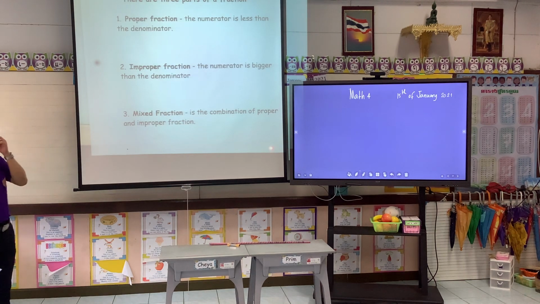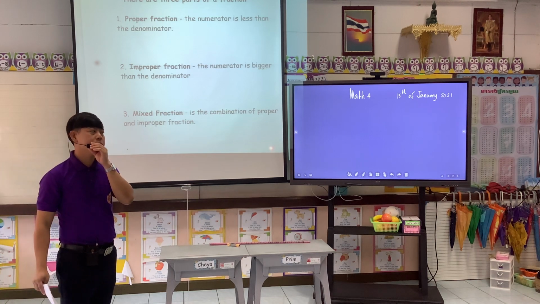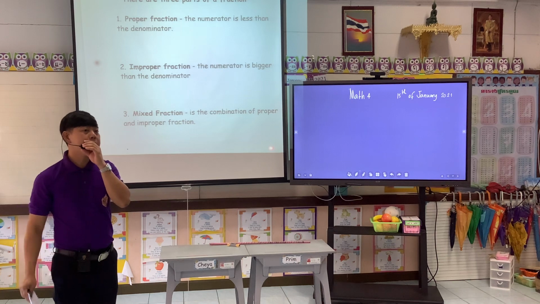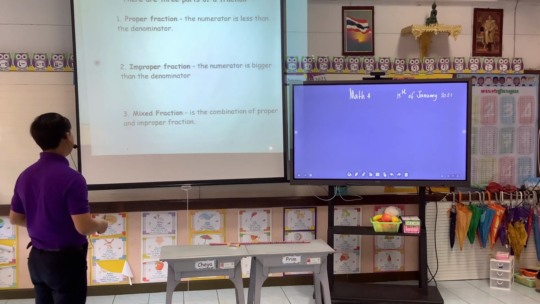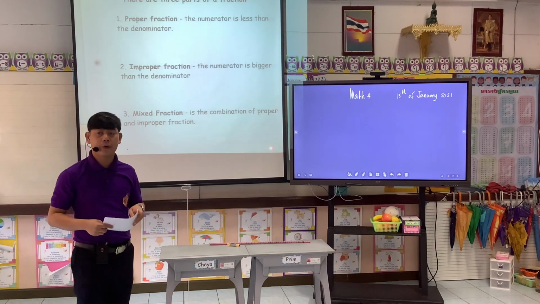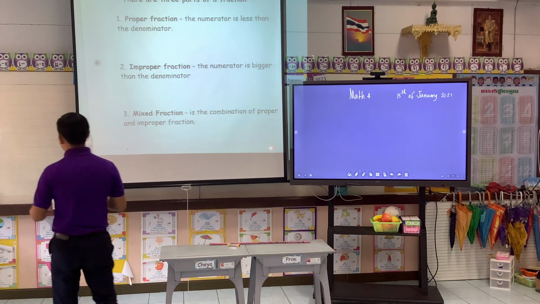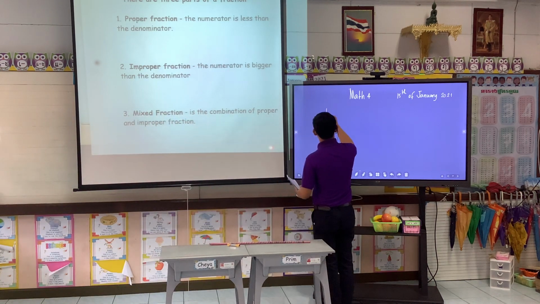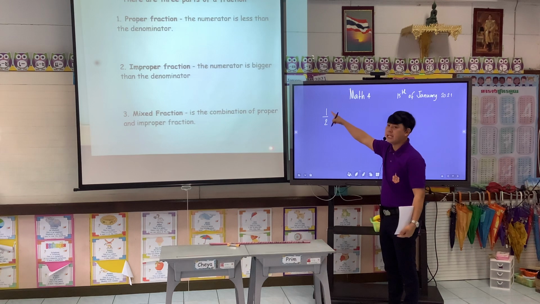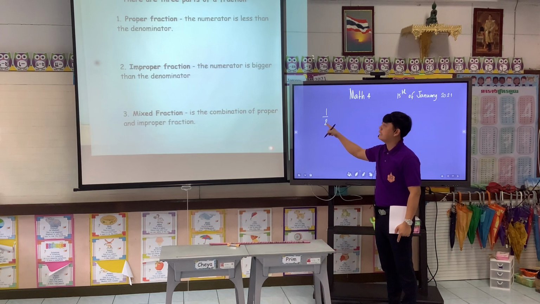The first is the proper fraction. What is a proper fraction? It means the numerator is less than the denominator. So, a proper fraction is one where the numerator is less than the denominator. What are examples of proper fractions? 1/2. This is the numerator and the denominator. The numerator is less than the denominator.